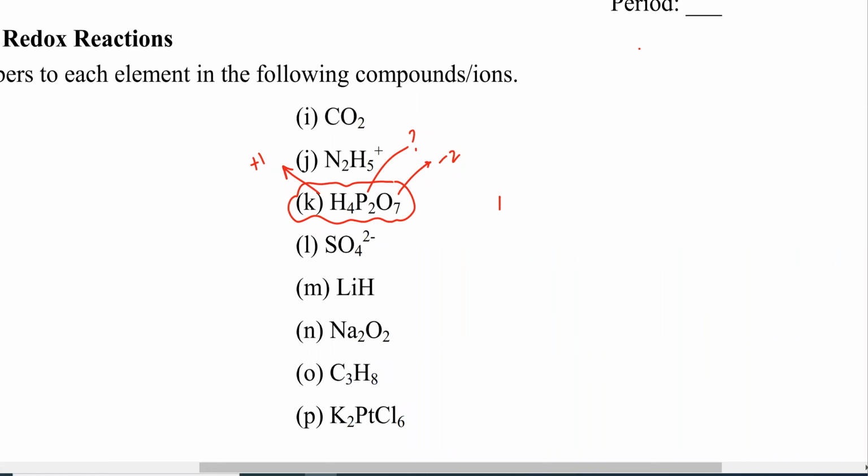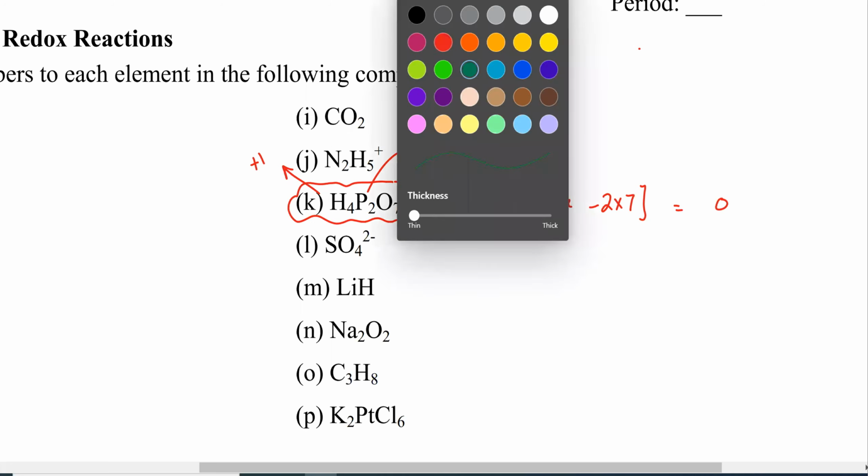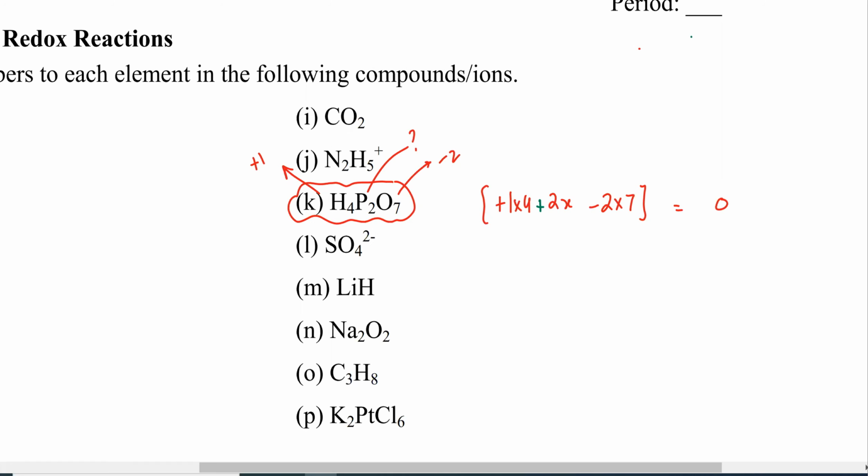So what you're going to do is that hydrogen is +1, so that's +1 times 4. Phosphorus, take that as X since you don't know what it is, and it's going to be multiplied by 2 because there are two phosphoruses. And then oxygen is -2, and that would be multiplied by 7. You're going to add up everything and make it equal to the total charge, which is 0 in this case. It's a neutral molecule. So can anyone solve this and tell me what the value of X is? It's coming out to be 5.